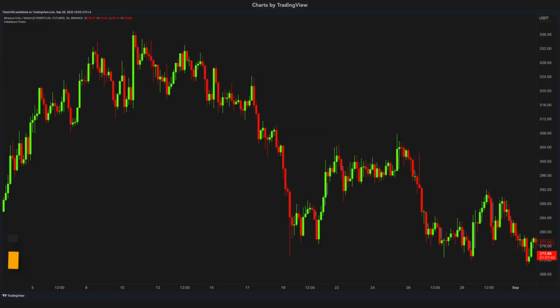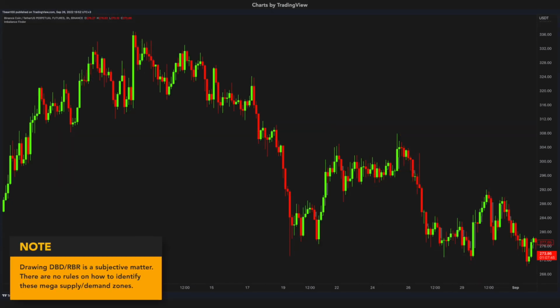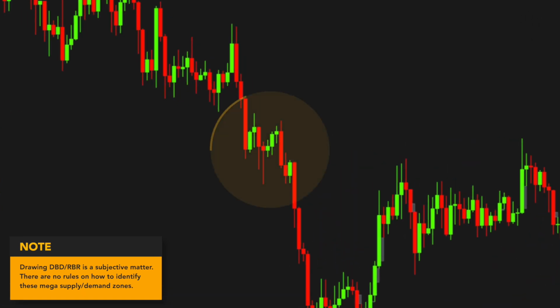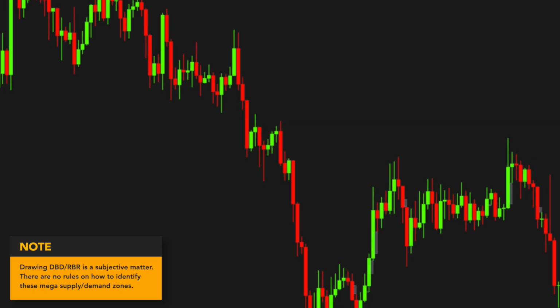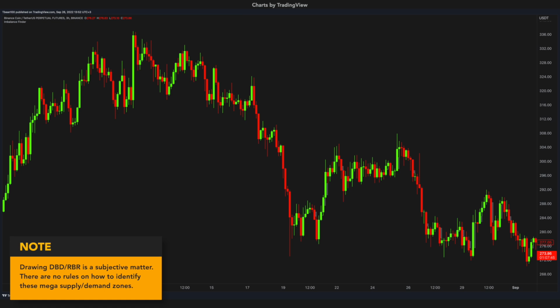Let's check this example. First of all, drawing these zones is quite a subjective matter. There are no certain rules for drawing these boxes. I just try to focus on where the first move stops and where the second move starts. And the area between those two creates the base. As you can see here, there is a very strong downwards break, and before that, a little consolidation period. You can easily notice the strong drop, then consolidation as a base, and finally the second strong drop.